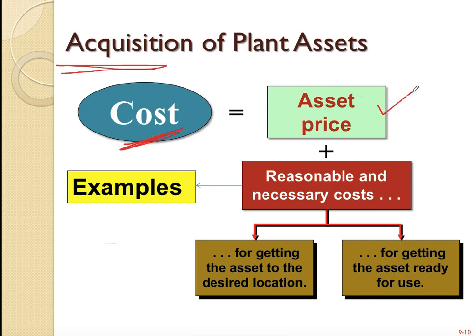It is the asset price plus any reasonable and necessary costs to get the asset to the desired location and to get it ready for use. So that means that if there is any delivery charges or any installation charges, right? If we're talking about a machine, like if you work in a bakery and the bakery buys an oven, you don't just buy the oven, you have to get the oven delivered to your place of business, and you also have to get it installed and hooked up to the gas and all of that stuff. So all of that stuff is included in the asset's cost.